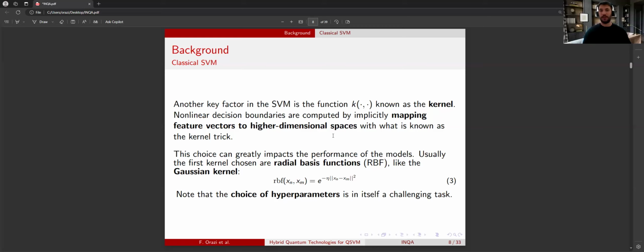The first functions that are usually tried are from the radial basis function class. In particular, we often utilize the Gaussian kernel. You can see the equation here in equation 3. And you see that even once we choose the kernel, we still have to be aware of the choice of the hyperparameter. Here you see the hyperparameter eta, and this choice can influence very much the actual success of the model, and is in itself a challenging task.